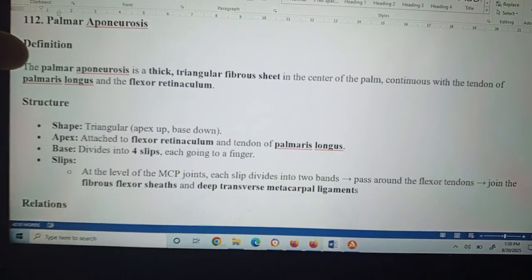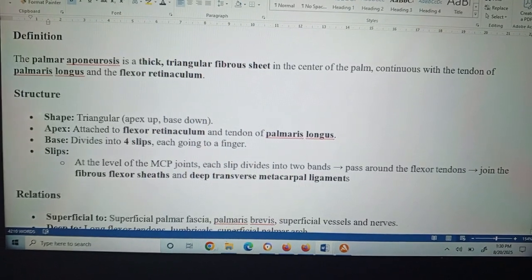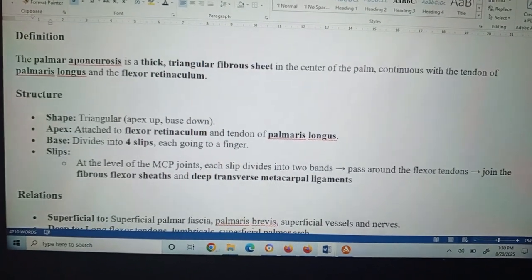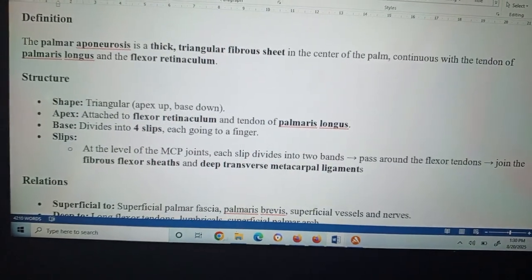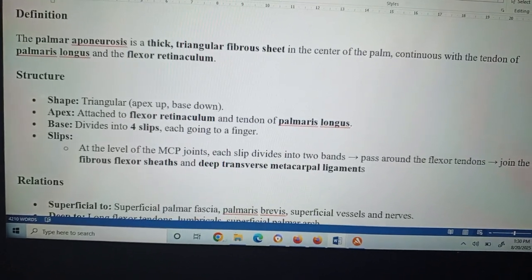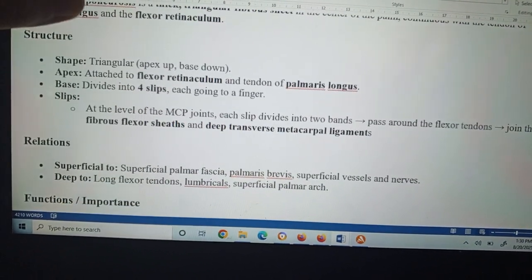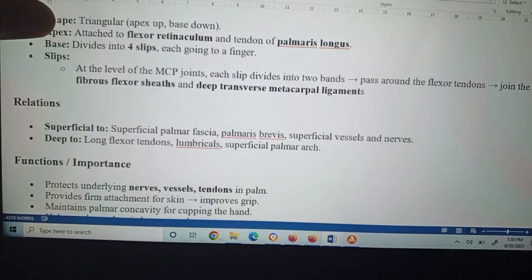Palmar aponeurosis, now I am telling you about it. Palmar aponeurosis is basically a thick triangular fibrous sheet in the center of the palm, continuous with the tendon of the palmaris longus and flexor retinaculum. Its shape is triangular, attached to the flexor retinaculum and the tendon of palmaris longus. Its base is divided into 4 slips, each going to each finger at the level of the metacarpophalangeal joint.